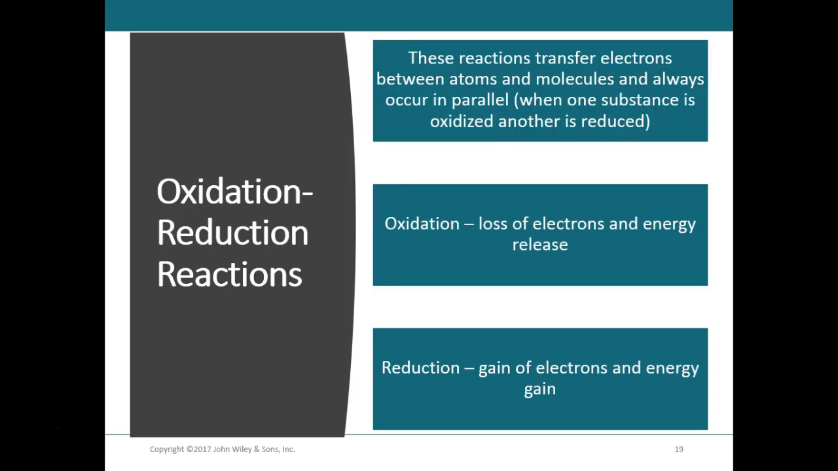There are many different types of chemical reactions that take place in the human body all the time, but one of the important ones that you'll hear about in several different discussions that we'll have are the oxidation reduction reactions. So these always occur together. So when something is oxidized, something else is being reduced. Oxidation refers to the loss of electrons, and that releases energy. Reduction is when something gains electrons and therefore gains energy as well by storing that energy in those chemical bonds.